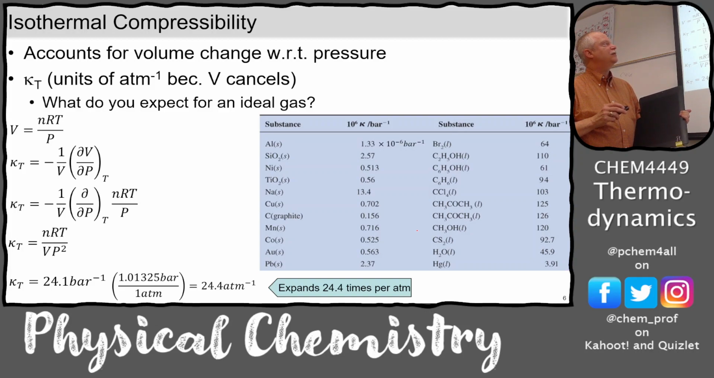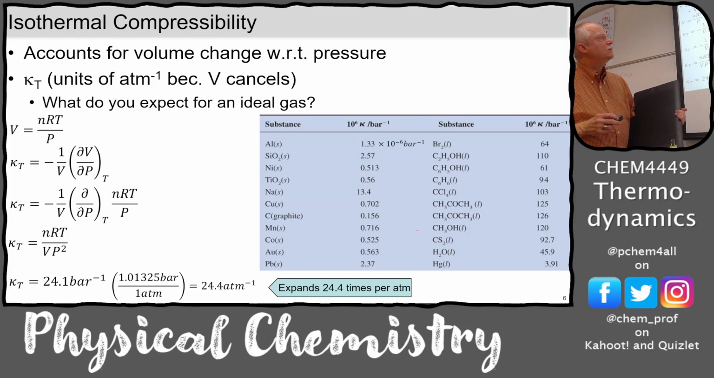And up here, the solids are only 1.3 times 10 to the minus 6 per bar. And a bar and an atmosphere are very close. They're like 1% different. And so some of these are more compressible than others. Here, nickel's not very compressible at all. Sodium's very compressible.